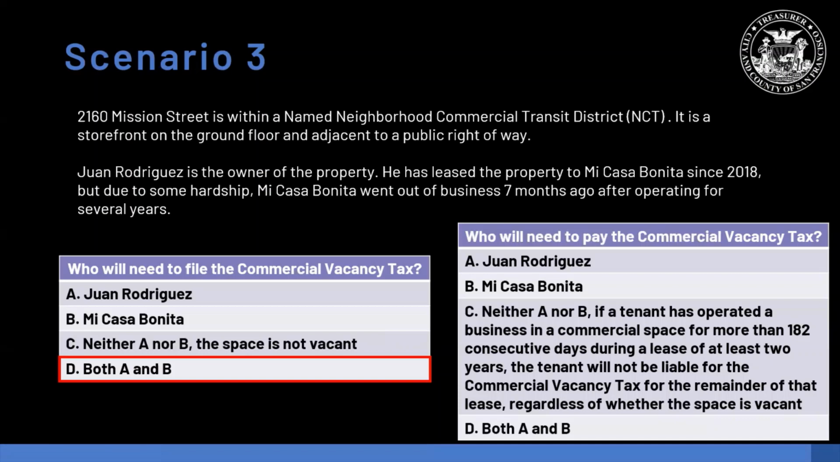Who will need to pay the commercial vacancy tax? Juan Rodriguez, Mi Casa Bonita, neither, or both? The answer is C. Neither Juan Rodriguez nor Mi Casa Bonita will have to pay because if a lessee has operated a business in a commercial space for more than 182 consecutive days during a lease of at least 2 years, the lessee will not be liable for the commercial vacancy tax for the remainder of that lease, regardless of whether the space is vacant.